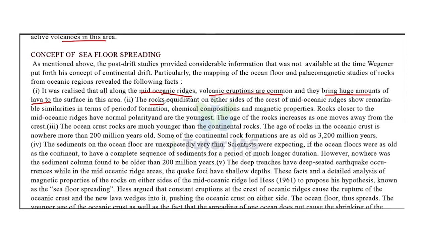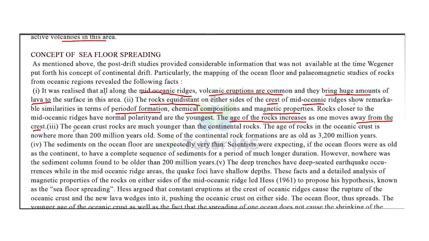Second one, the rocks equidistant on either side of the crest of mid-oceanic ridges show remarkable similarities in terms of period of formation, chemical composition and magnetic properties. Rocks closer to the mid-oceanic ridges have normal polarity and are the youngest. The age of the rocks increases as one moves away from the crest.